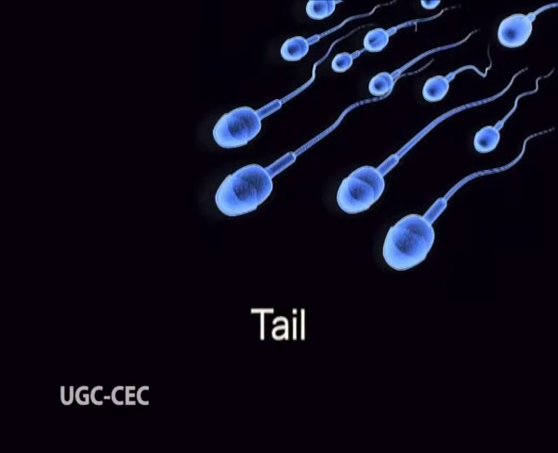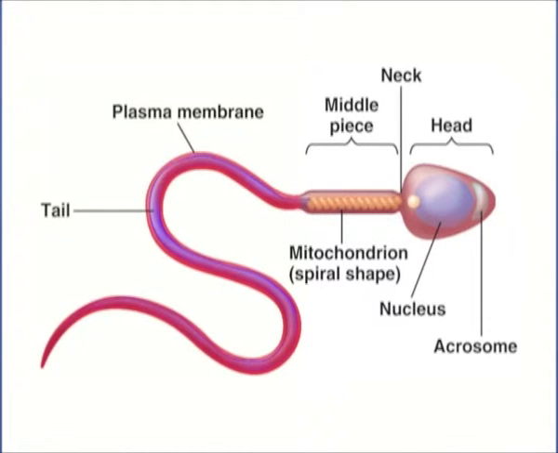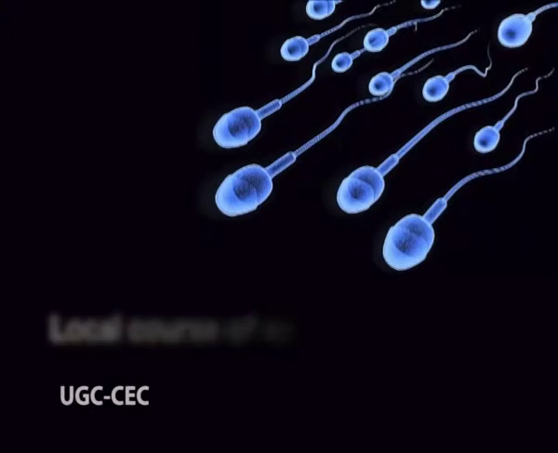Tail. The tail is several times longer than the head. The major part of it is called the main piece, where the axial filament is surrounded by a thin layer of cytoplasm. The part behind the main piece is called the end piece, which consists of naked filament. The sperm swims by the help of its tail in a fluid medium.